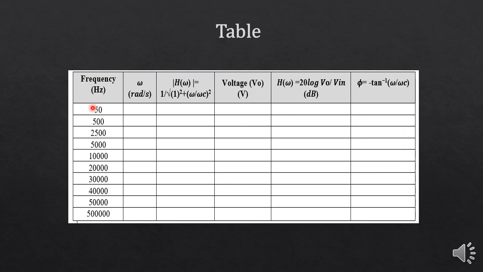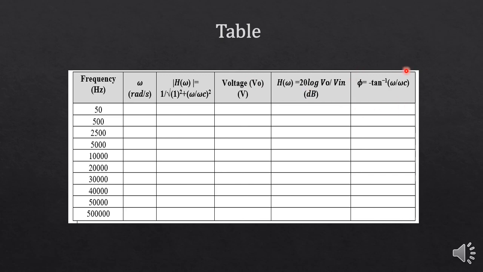You are going to use this table for your calculation. You are going to use these frequencies in your calculation. This omega will be the frequency in radians. Here you will have the magnitude of your circuit output. This output voltage you are going to find using your simulation. Here you can find the gain in dBs using the formula 20 log of V out over V in. Here V out will be this output voltage that you will measure from the circuit.